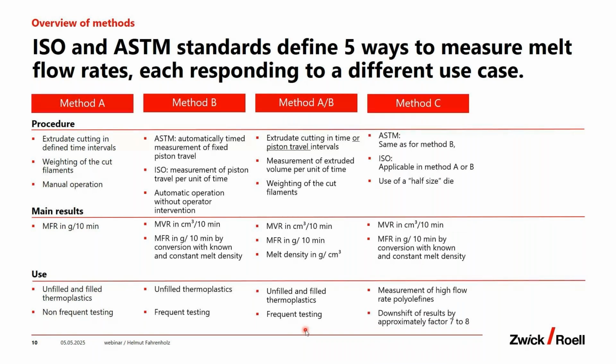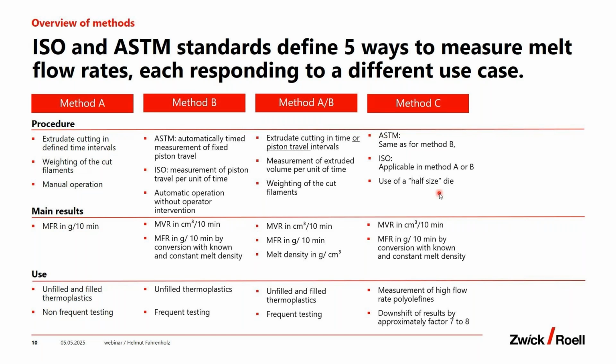There is another method which is described as method C in ASTM, but which is also present in the ISO standard. This is the use of a half-size die. So this means we use a die of half diameter and half height. And such a die will shift our results approximately by a factor of 7 to 8.